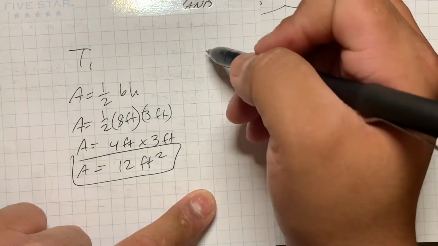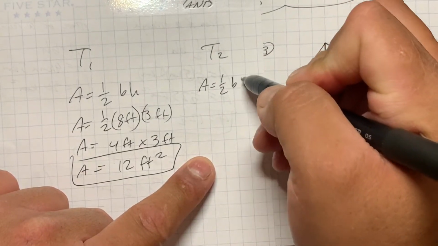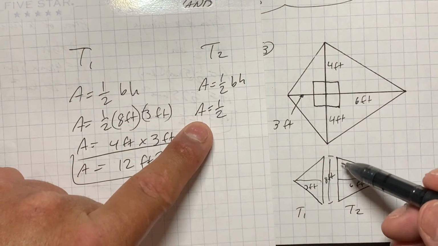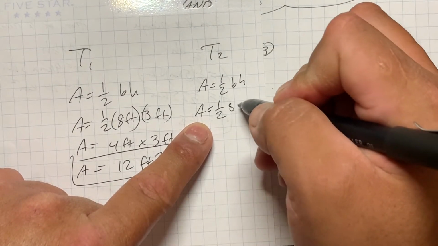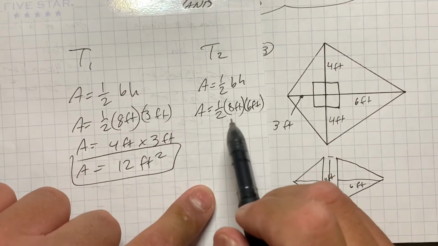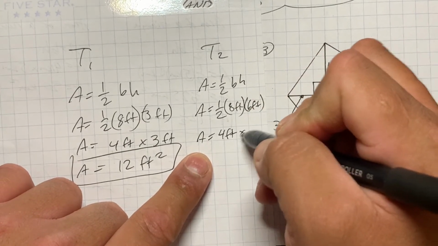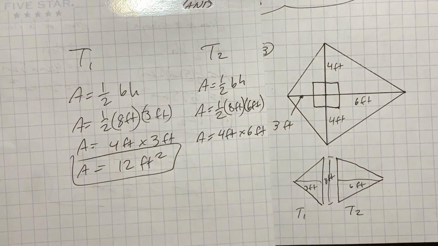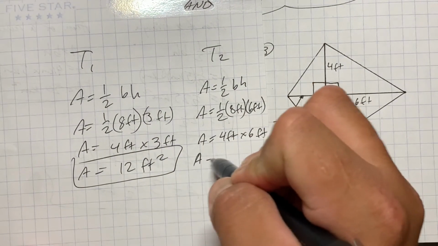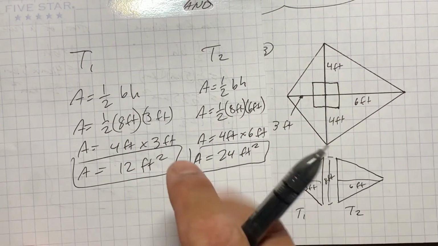Okay. Now for triangle 2, again, area equals half times base times height. Okay. Now substitute the values. So again, the base is going to be 8 feet. The height is 6 feet. Okay. Now half of 8 feet is going to be 4 feet. And 4 times 6 is going to be 24. So 24 feet squared is going to be the area for triangle 2.